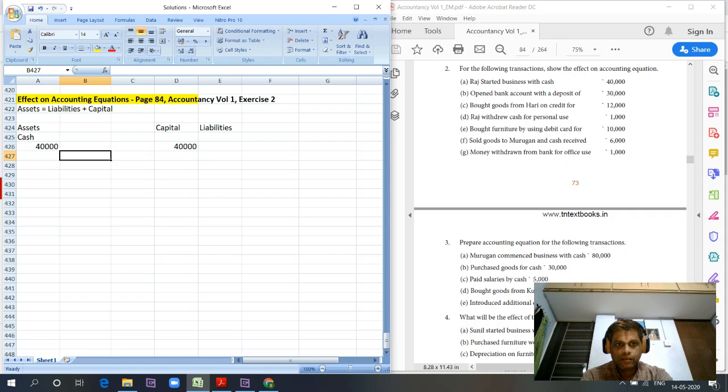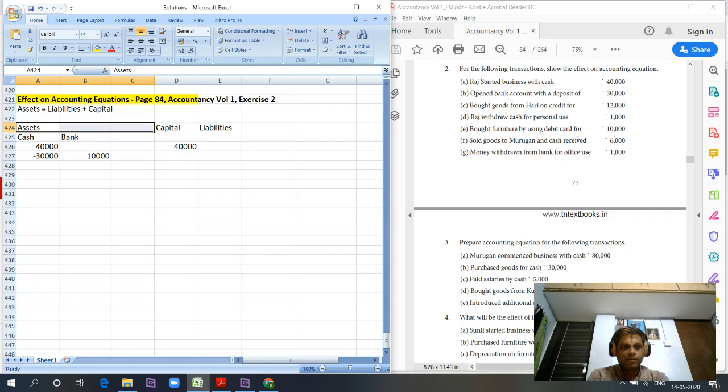Then cash deposited into bank. Opened bank account with a deposit of 30,000. It means that cash is coming down and bank is increasing. The impact is within the assets group.